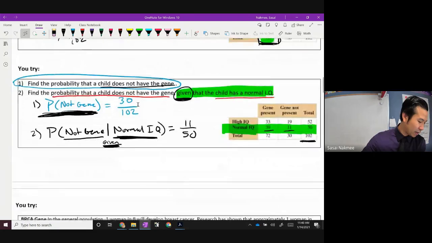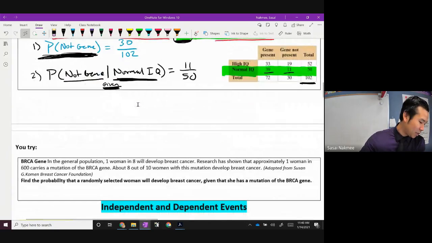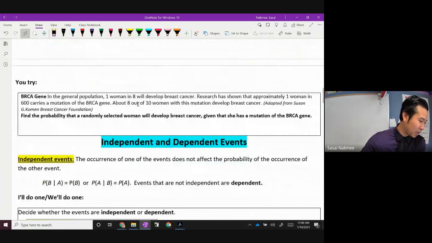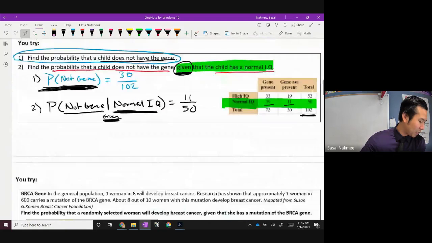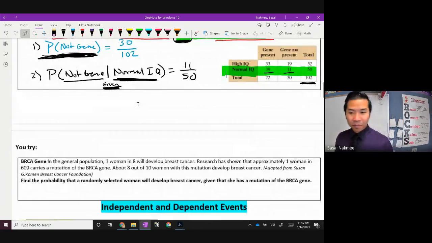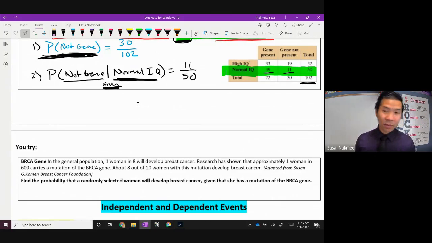So that's that one right there. Let's take a look at this one right here together. It says you try, but I want to talk about this one together here. This is a real life application of doing conditional probability, by the way.